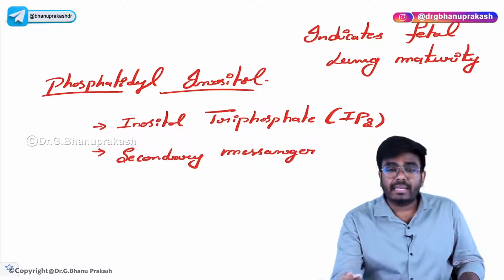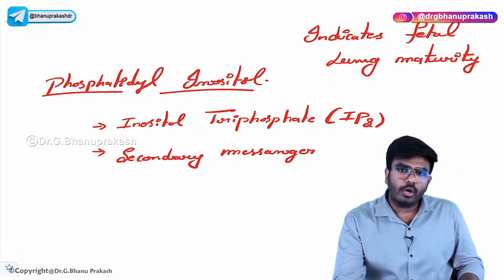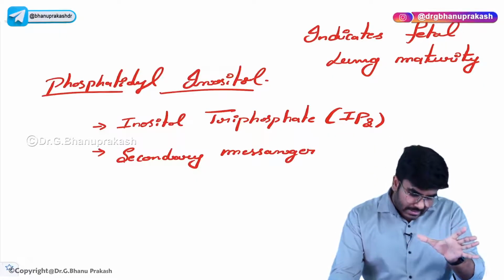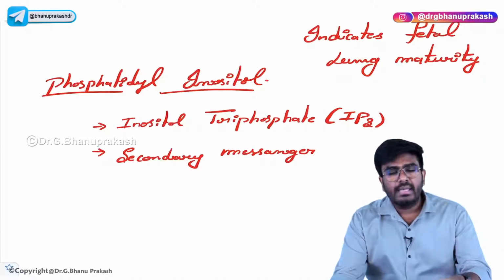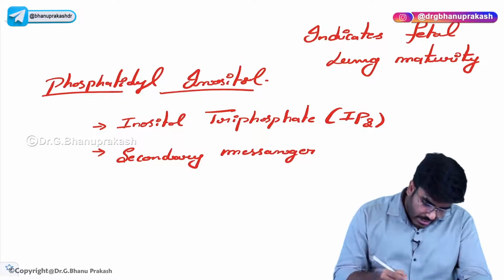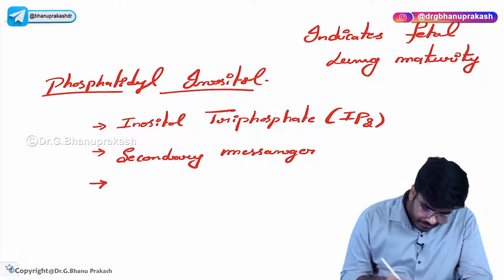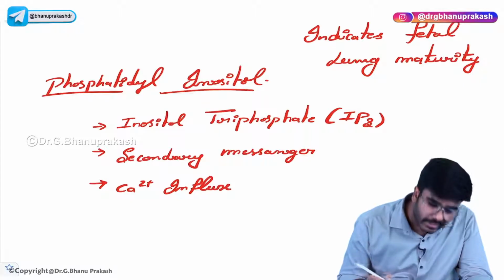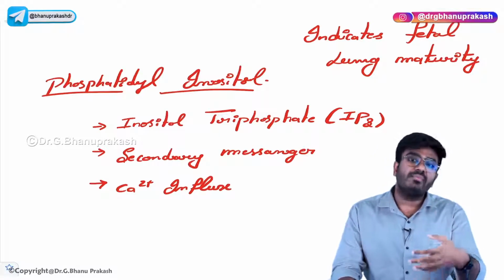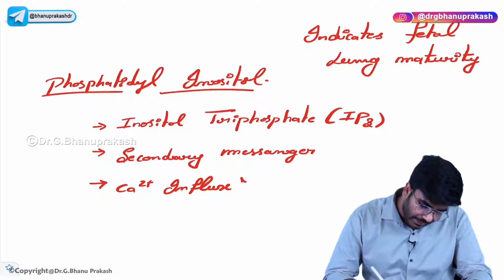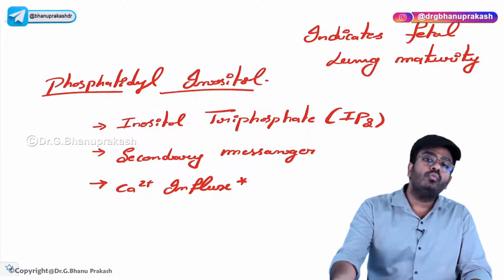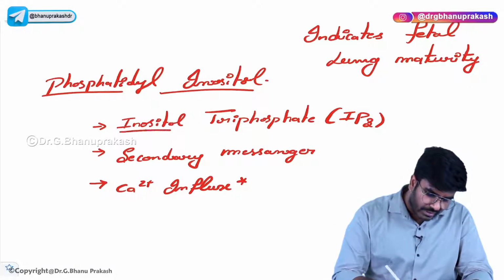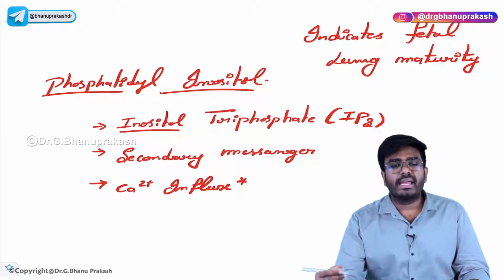Now what are these secondary messengers, primary messengers? We will discuss in the topic of cellular messengers. Okay, that's a totally different topic, but for now just trust me, this inositol triphosphate acts as a secondary messenger. Whenever it's activated, it causes calcium influx into the cell, which means it allows the entry of calcium from outside to inside. So calcium influx allows calcium to flow into the cell. So inositol triphosphate is the other name for phosphatidylinositol, acting as a secondary messenger.